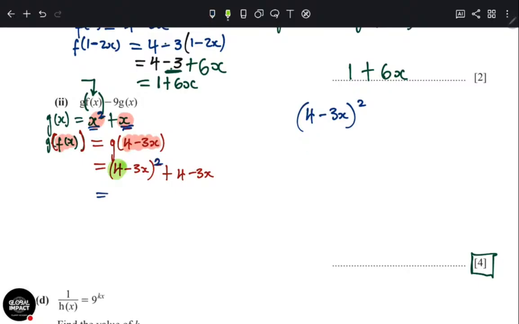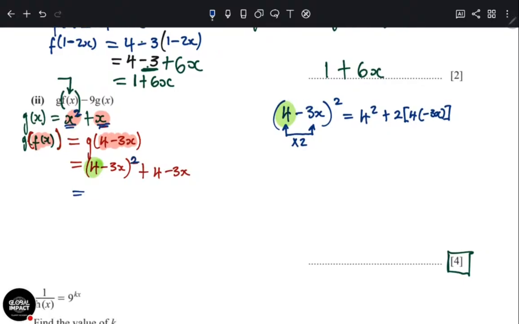Here's what you do. When you are expanding, you square the first term, okay? So what does it become? It is going to be 4 squared, okay? You square the first term. Then you multiply these two together and double the answer because it's going to happen twice. So you're going to say plus 2, that's doubling, you multiply them together, 4 by negative 3x. So 4 by negative 3x, we double it. Then you square the last term, so it becomes plus negative 3x all squared.